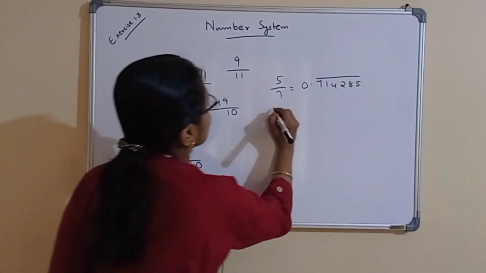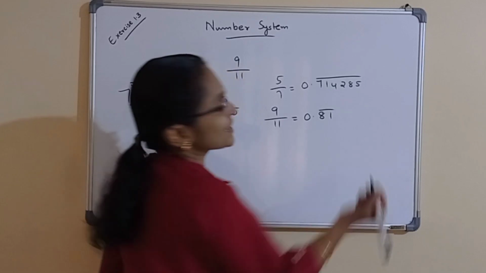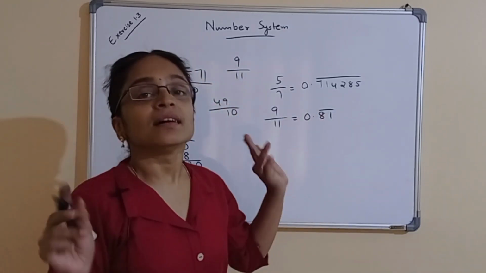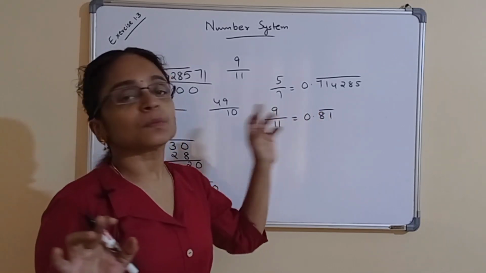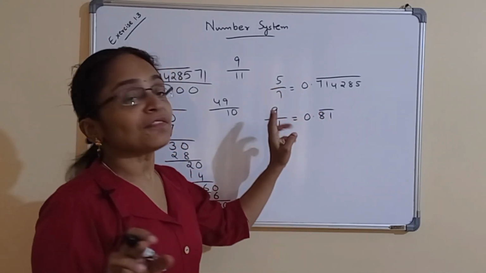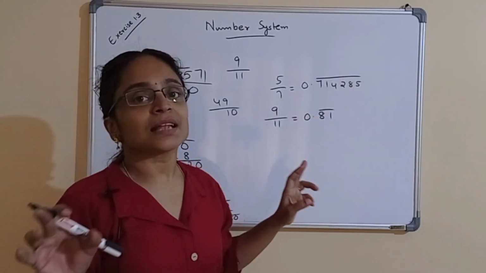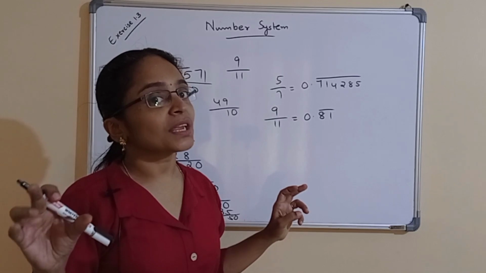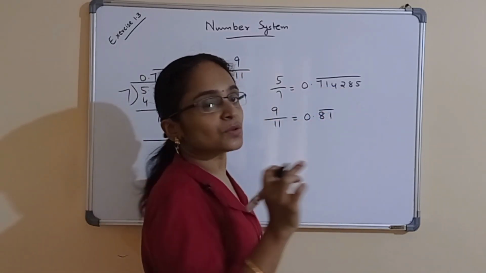So 9 by 11 is 0.81. That is, this 81 is repeating. 81 will repeat. This is the repeating block. 81 is the repeating block. So we have to find irrational numbers between these numbers, that is, which are non-terminating, non-recurring. So we can find irrational numbers between this.